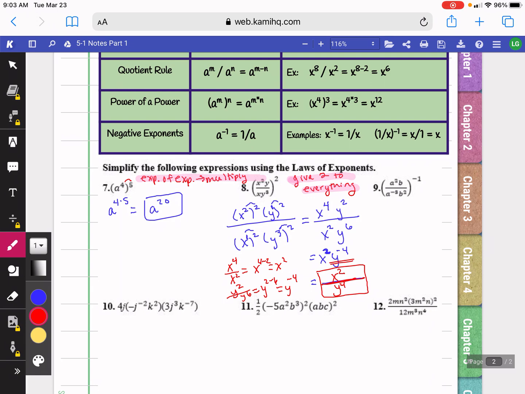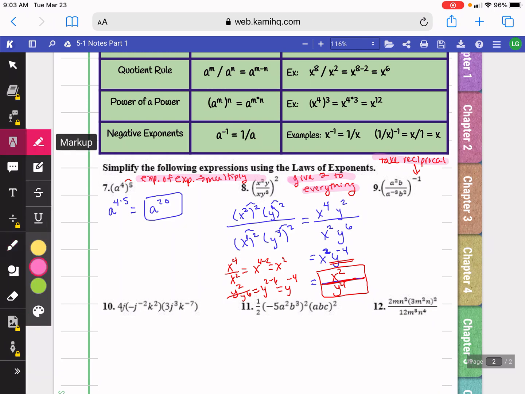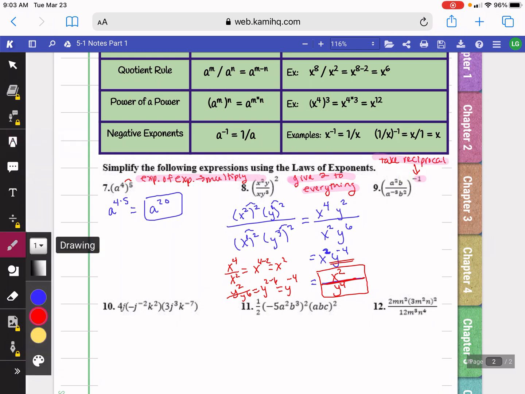Our next problem, we have a negative exponent in general. So here, when we have a negative 1, that means we're going to take the inverse, or the reciprocal. And when you do that, it will become a positive 1. So I'm just going to flip everything. And since I'm flipping everything, this exponent now becomes a positive 1. So we can really ignore it. It's like the 1 can be imaginary. So we have a to the negative 3b squared over a squared b.